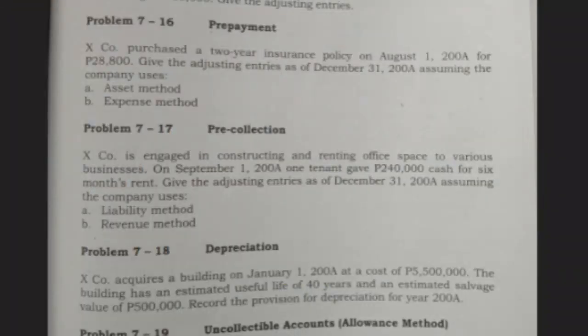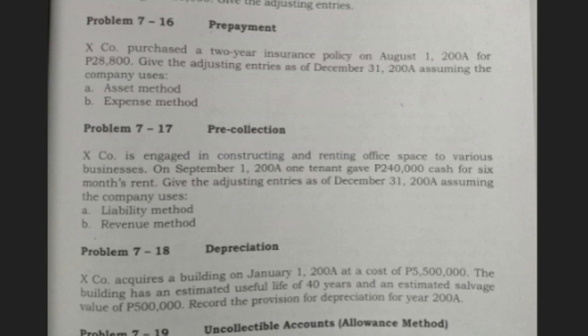Next, we have 7-16. For the prepayment, X company purchased a 2-year insurance policy on August 1, 2008 for 28,800. Give the adjusting entries as of December 31, 2008, assuming the company uses, first, the asset method, and the second one is the expense method.